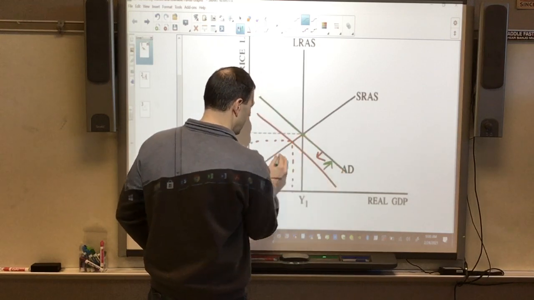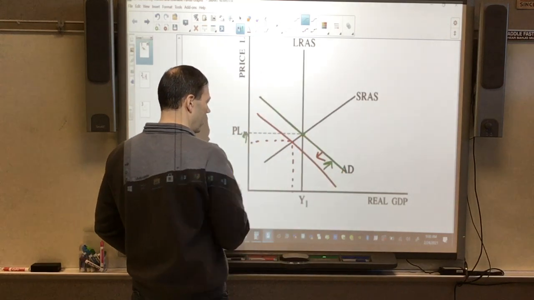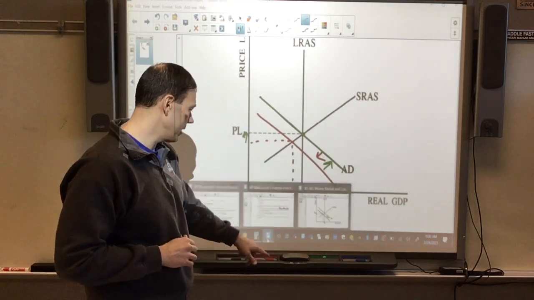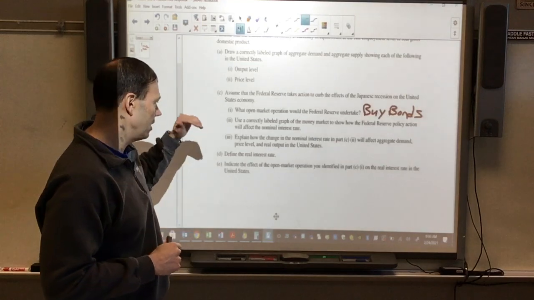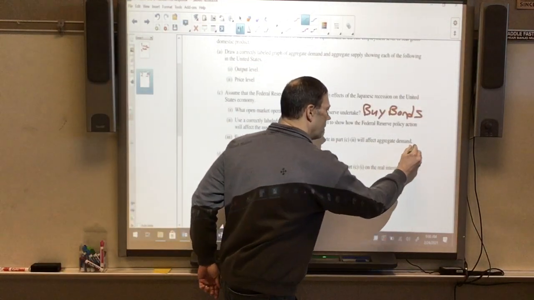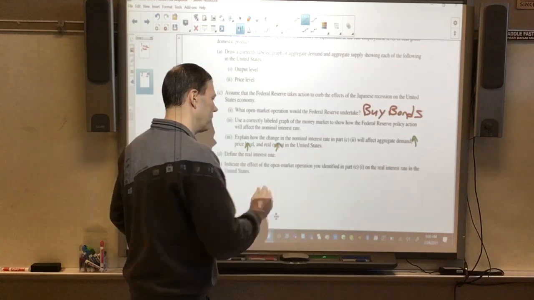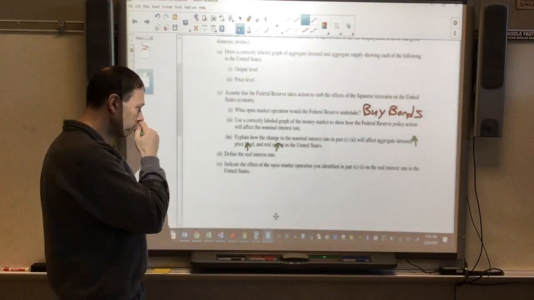When more people spend, that boosts aggregate demand. And as aggregate demand goes up, from here to here, the price level goes up, and from here to here, the output goes up. So the answer to all of those is increase. Aggregate demand increase, price level increase, real output increase, okay, that's the goal.